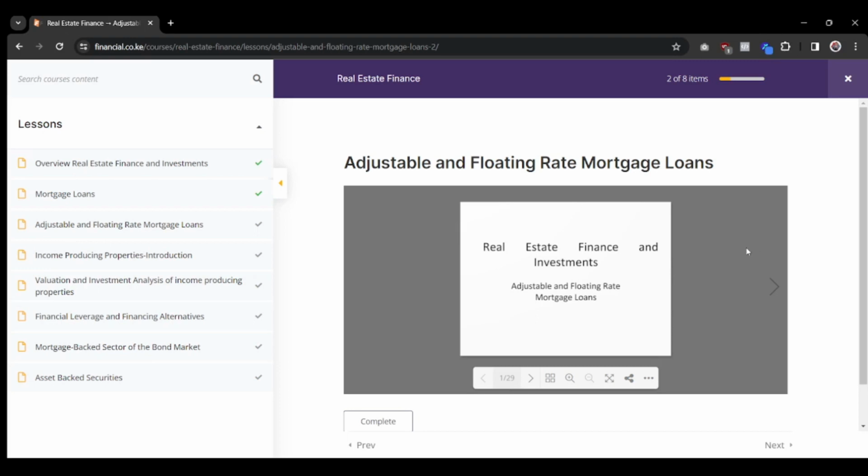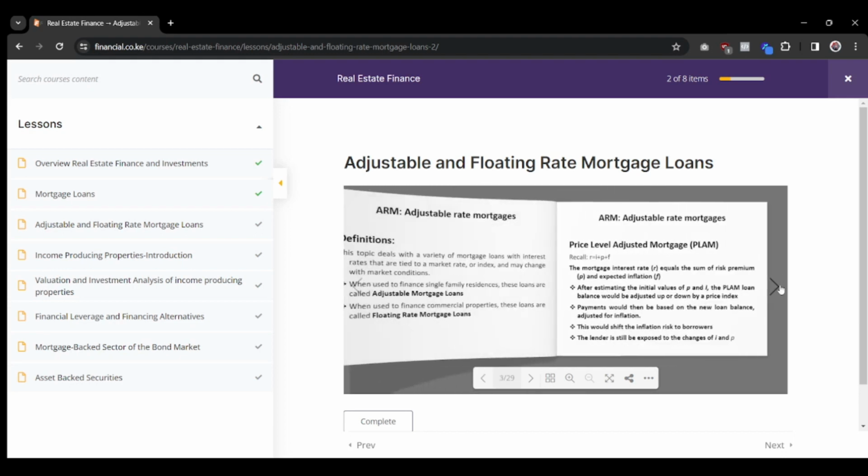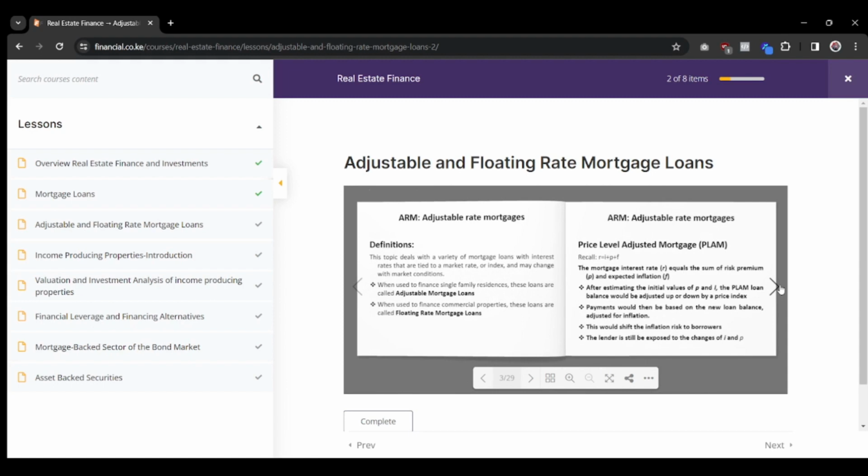Now let's look at adjustable and floating rate mortgage loans. This topic deals with a variety of mortgage loans with interest rates that are tied to a market rate or index and may change with market conditions. When used to finance single-family residences, these loans are called adjustable mortgage loans. When used to finance commercial properties, these loans are called floating rate mortgage loans.